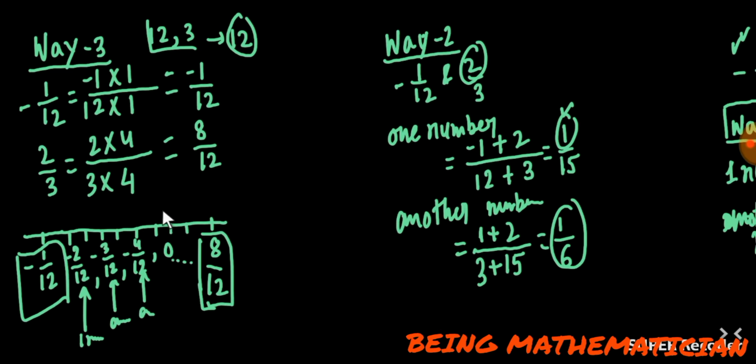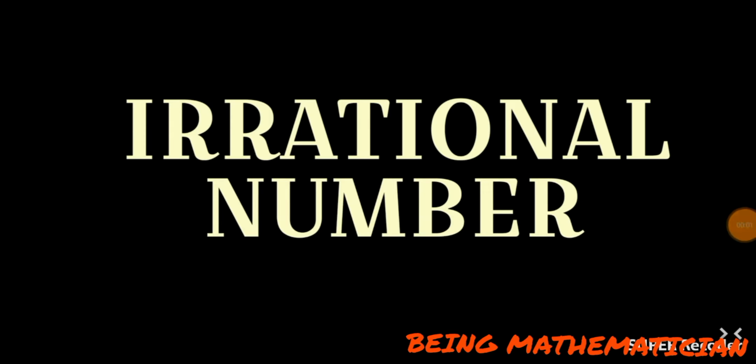Now we move to our next section, that is irrational numbers or surds. Let's start. Let's start our second section, irrational numbers or surds. Let's keep clear the definition of an irrational number.